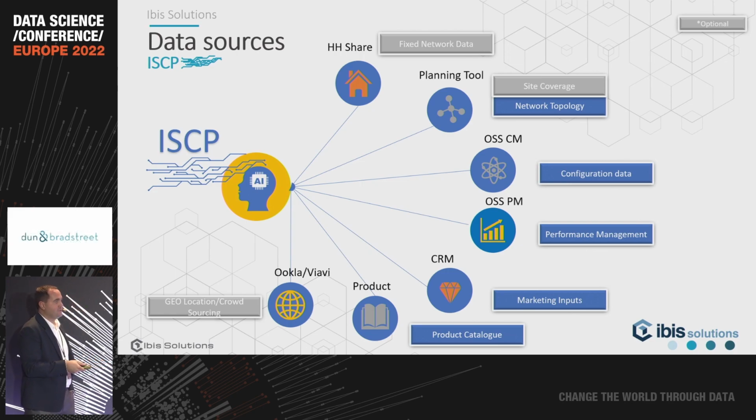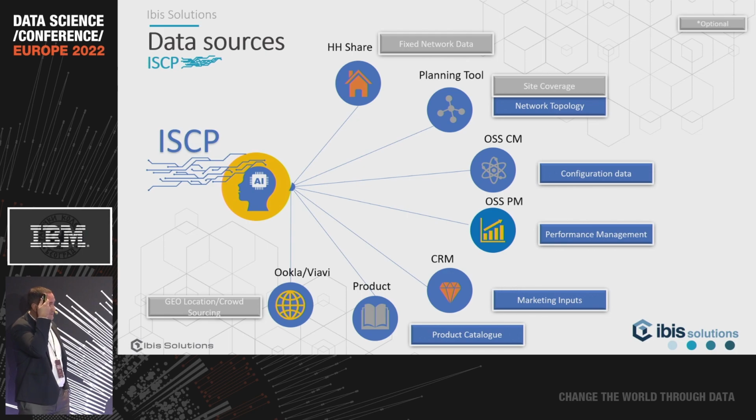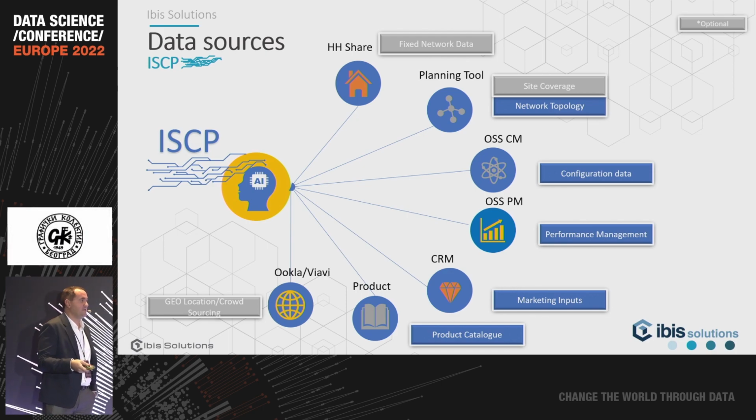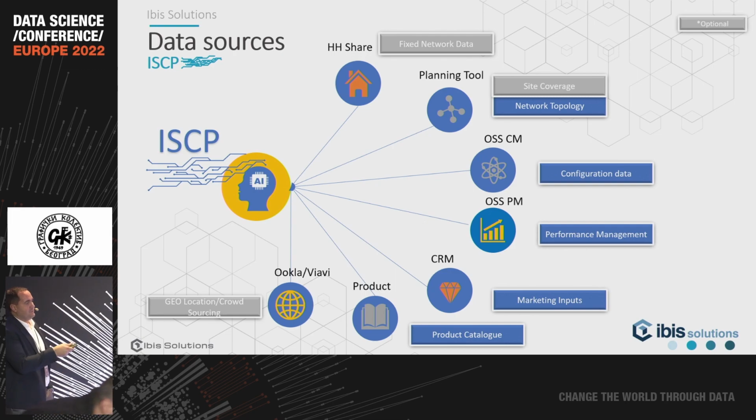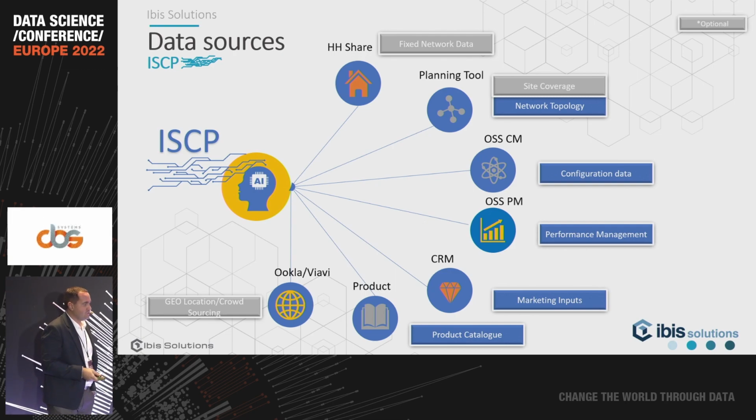And we have, of course, the configuration data. So we need to understand what is the actual configuration and what could be the maximum configuration for each of the network parts, or, let's say, base stations or cells. Last but not least, marketing inputs, as I mentioned.